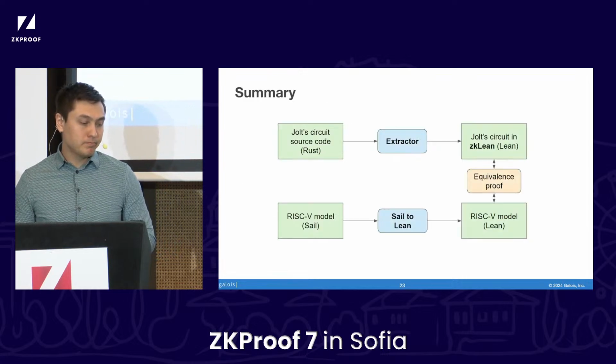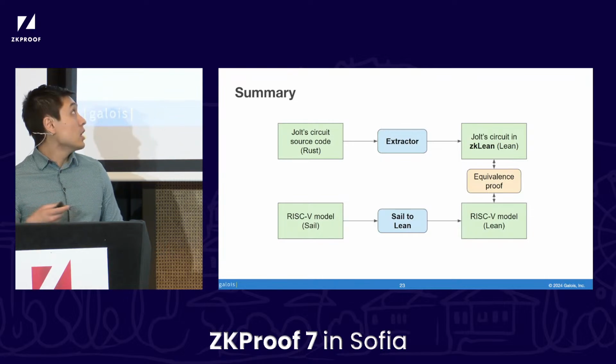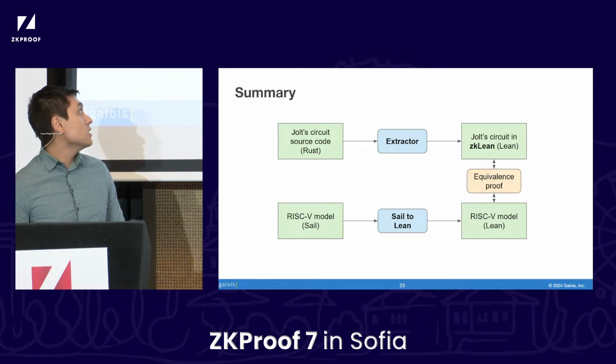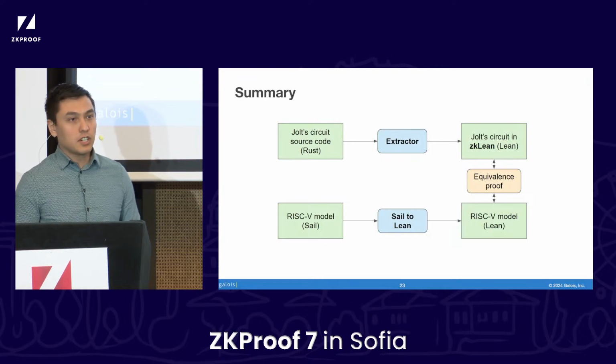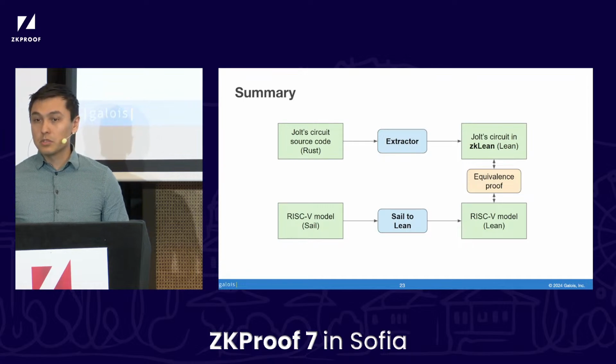Yep. So here's a summary, maybe more of a picture of what we're aiming to do. We have Jolt's code base in Rust. We extract it into zkLean. Now we have the Sail model of RISC-V, and we're extracting it also into Lean, and then we're going to aim to develop this equivalence proof.